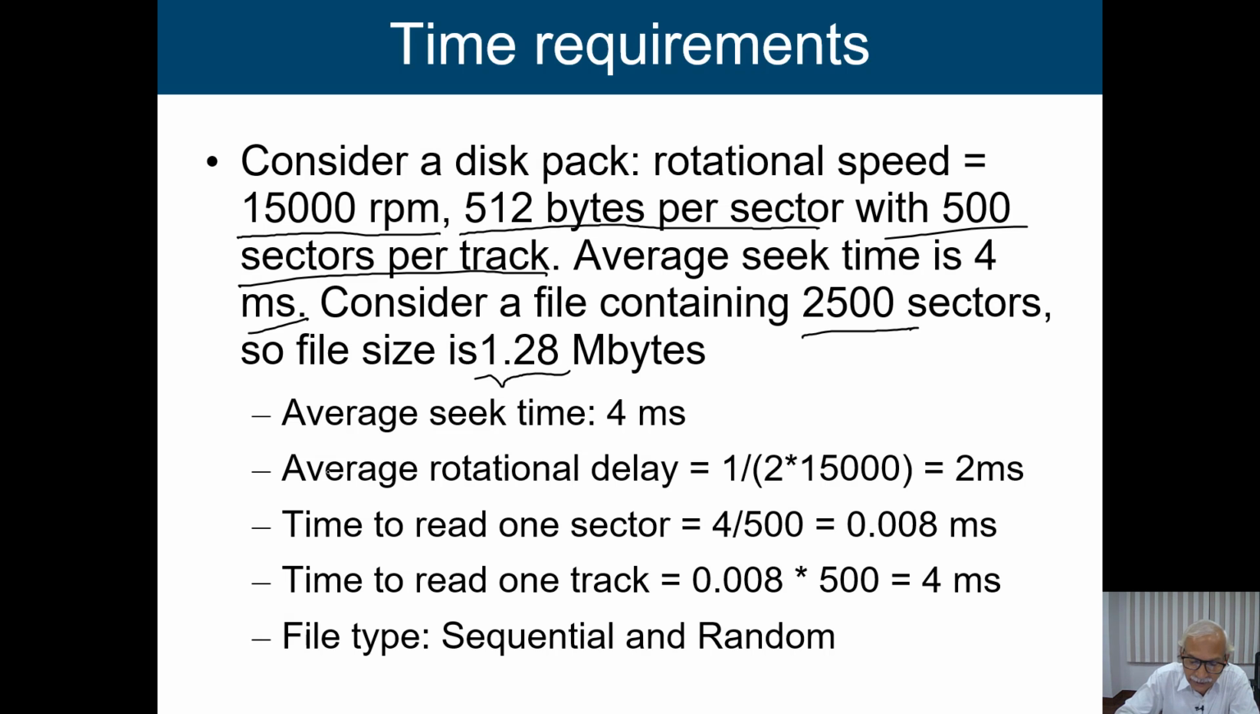Now you just see, the average seek time is 4 milliseconds. The average rotational delay is 1 by 2 into 4, which is 2 milliseconds. Time to read one sector is 4 by 500. So 2 milliseconds is half of the rotation time, and 4 milliseconds is the total. We have 500 sectors, so per sector 0.008 milliseconds is required. Now the time to read one track is again 4 milliseconds.